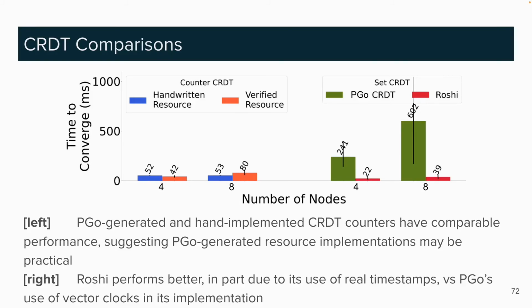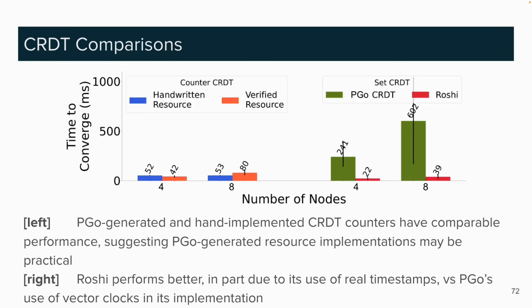On the left, we have our verified resource, which we compare to a handwritten implementation. And the results seem quite promising. There's not a great deal of difference between the implementations. As a result, while this isn't very conclusive, it means that our generated implementations can reasonably work when used in this way. On the right, we compare SoundCloud Roshi with our handwritten CRDT implementation, and we notice we do a lot worse and scale quite badly and unstably.